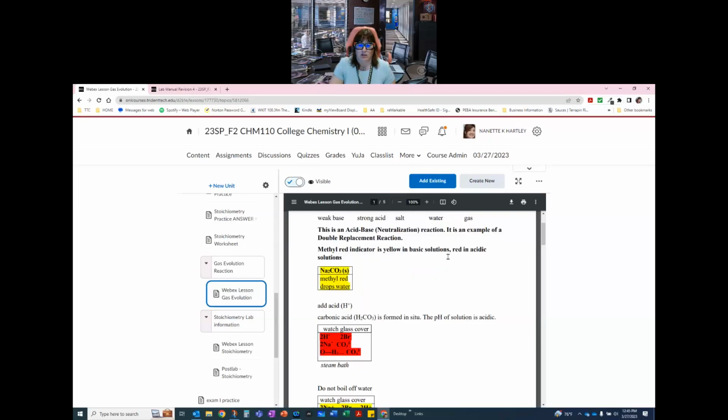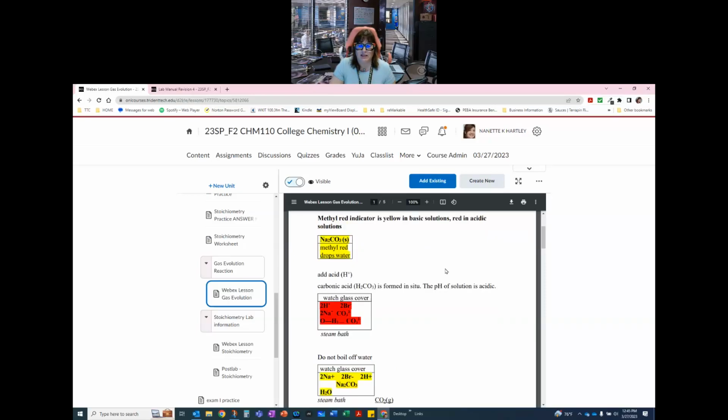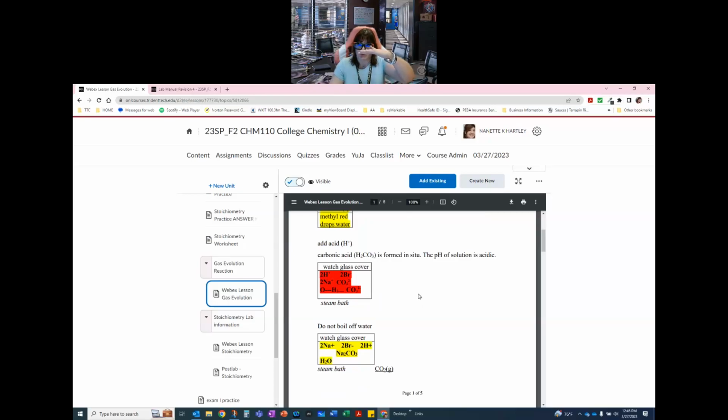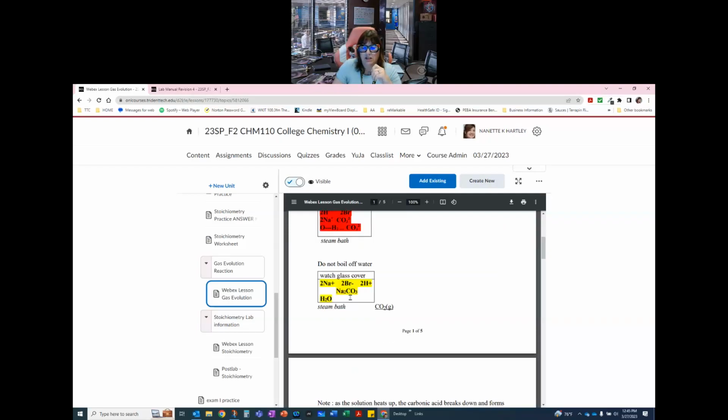Okay, so we go ahead and we add some of that methyl red to it. We add some acid to it, and that solution is acidic. You're then going to put a watch glass over the top of this thing. Okay, that's what you see. There's a watch glass cover here. You've got all of this stuff in acid. So you've got your Na plus and the Br minus and the H plus. There's also some Na2CO3 that's still a solid. And those ions can then come together to give us that material.